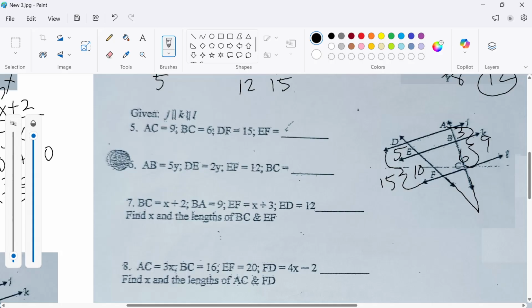I can figure that out from the ratio. This part is 2/3 of 9. 2/3 of 15. 2 times 15 is 30. Divided by 3 is 10. So EF is 10. All right.